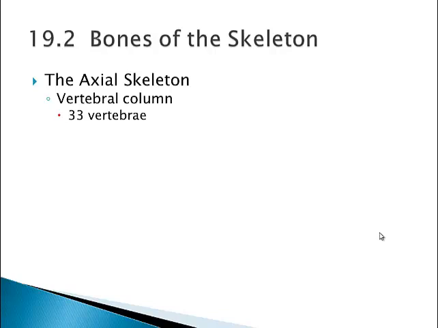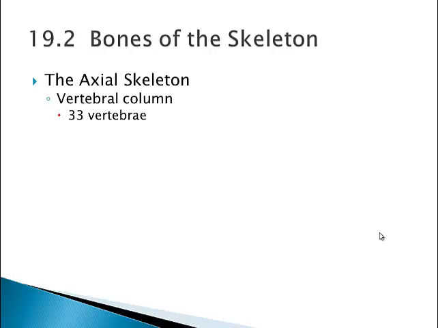Our next section of the axial skeleton is the vertebral column. The vertebral column is composed of 33 vertebrae. These vertebrae naturally form 4 curvatures. However, sometimes these curvatures are exaggerated, or there are additional curves which are not supposed to be there.